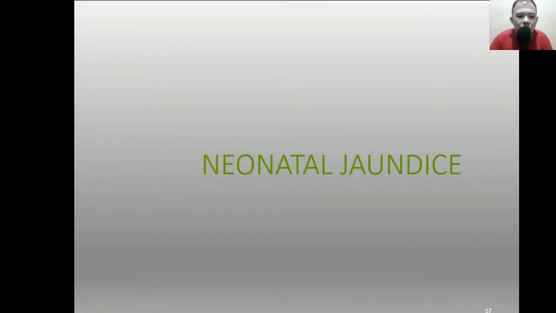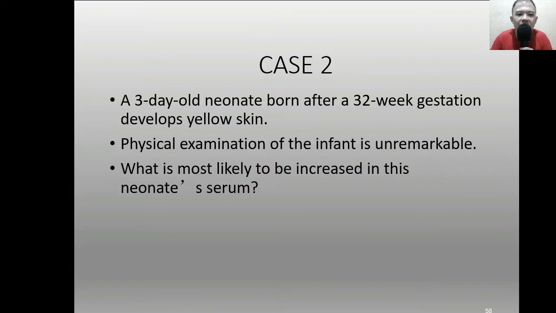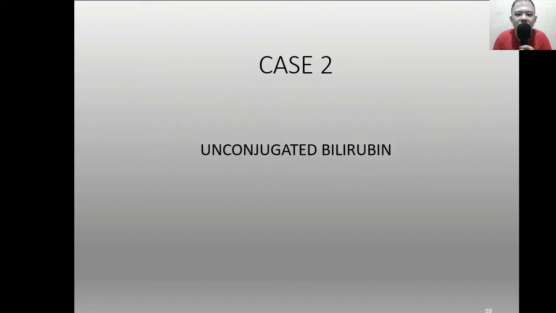We now go to neonatal jaundice. So this is jaundice in the newborn. A 3-day-old neonate born after 32-week gestation develops yellow skin. Physical exam of the infant is unremarkable. What is the most likely to be increased in this neonate's serum? Most likely the cause of this yellowing of the skin is unconjugated bilirubin.